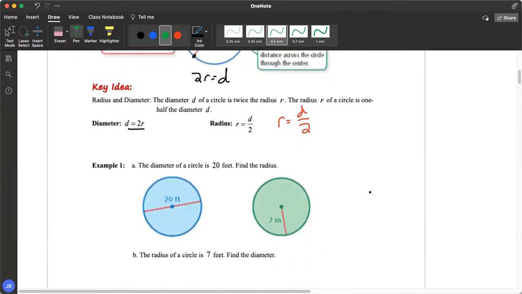All right, so example 1. For part A, we're going to look at this blue circle here. It says the diameter of this circle is 20 feet. Find the radius. So I would say the radius is equal to our diameter divided by 2. And so that's 20 divided by 2, or 10. And then we have feet here. So 10 feet. And then for number 2, it says the radius of a circle is 7 feet. Find the diameter. So our diameter is equal to 2 times the radius, or 2 times 7, which would be equal to 14. And then we have meters.